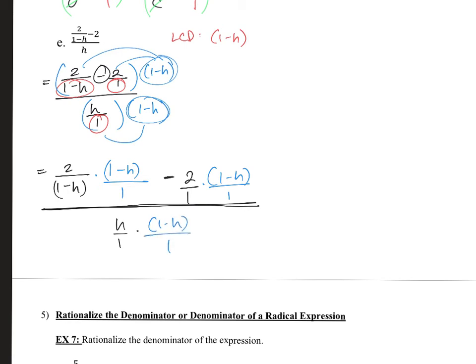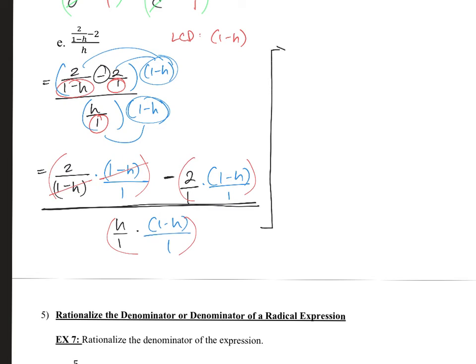Alright, let's see what cancels. Hopefully the mini fraction cancels. So, in this group, the 1 minus h cancels. In this group, nothing cancels. And nothing cancels in this one. Okay, so try pause the video, see if you can continue working this out.